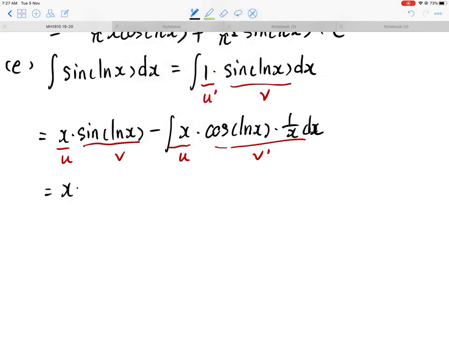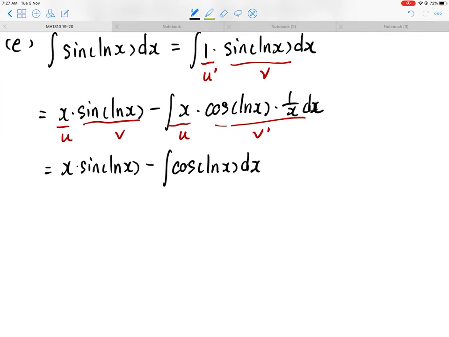Right. So this is your u, this is your v's derivative. Okay. So it's x sine ln x minus integration of cosine ln x. Alright, so you can see we have to deal with this integration. Let's use integration by parts one more time. Okay, so we stop here. Let's deal with this integration.